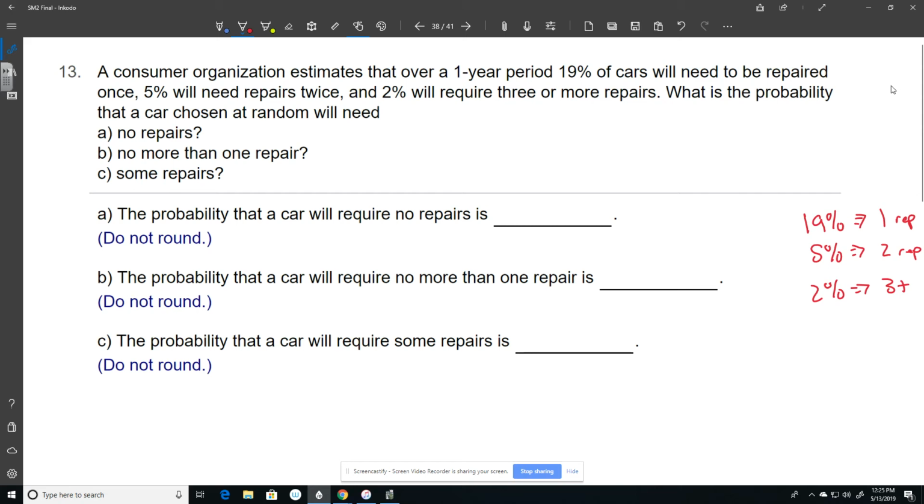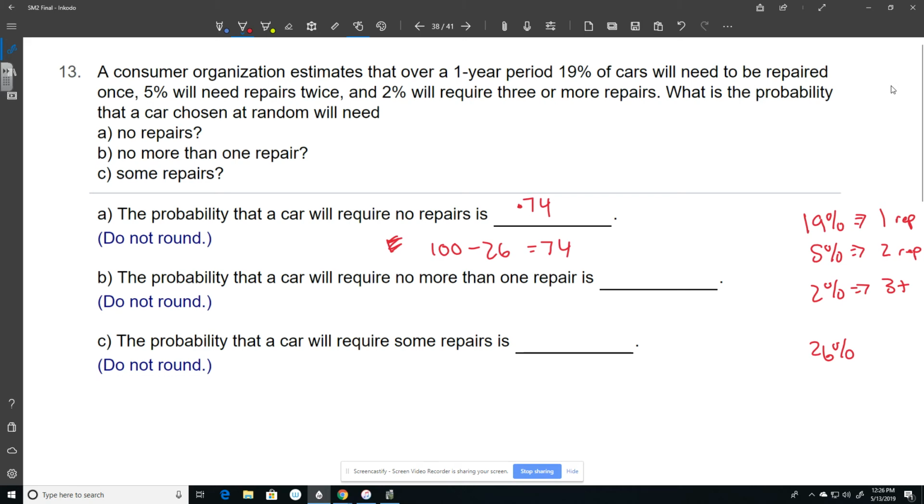First of all, what's the probability that a car requires no repairs? Well, 19% require 1, 5% require 2, 2% require 3. If I add those together, that's 26% that require 1 or 2 or 3 repairs, which means the probability that the car doesn't need repairs, I just have to take 100% and minus the 26% that do need repairs. And I'm going to get 74%. It wants it as a decimal, so you better put 0.74. So 74% don't need repairs. And I just got that by subtracting all the cars that do need repairs.